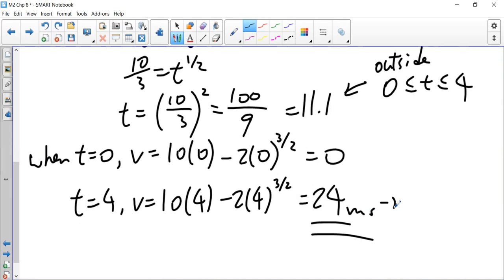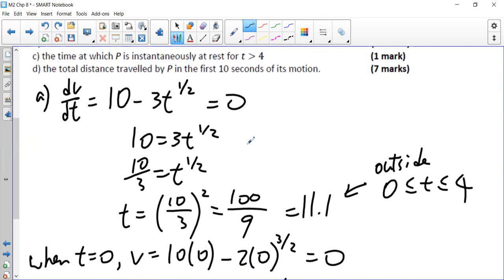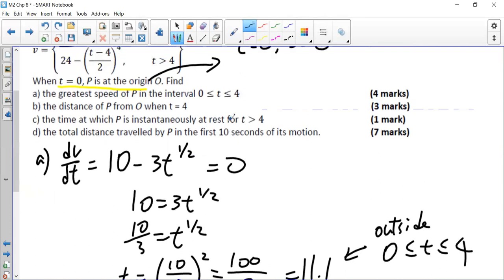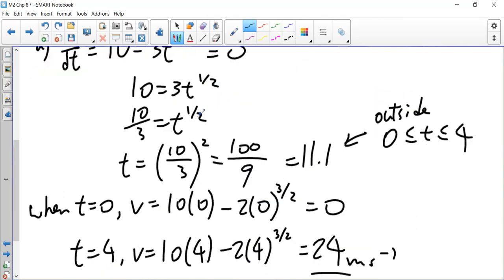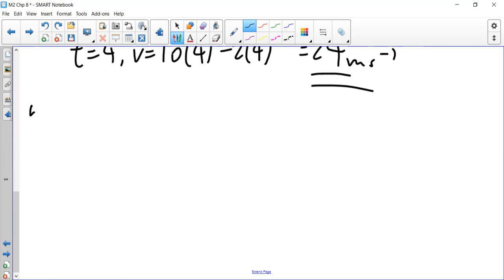Now all the differentiation part is required. That's why it's 4 marks, just to verify that there's no greater speed between 0 and 4. Right, question B. Find the distance of P from O when t equals 4. To find distance, guess what? We want to find s. So part B, find s.